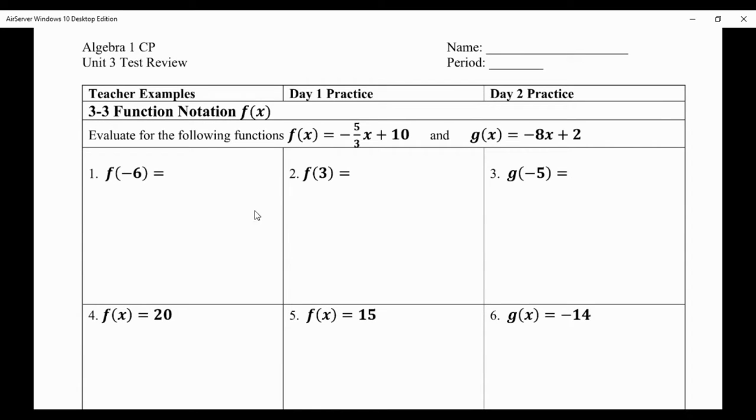This is the Unit 3 summative test review. What we'll do in this video is I'm going to go over one problem in each row. So the first column I will go over for you.